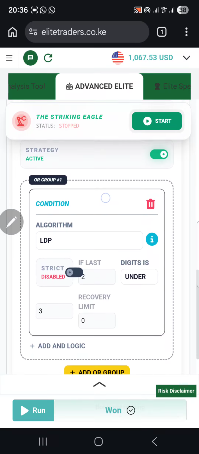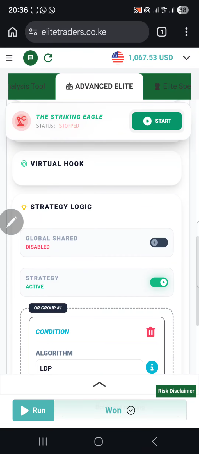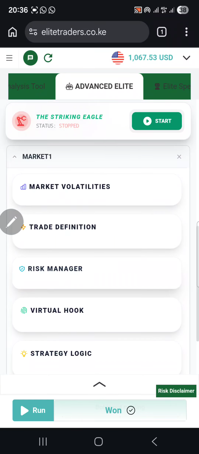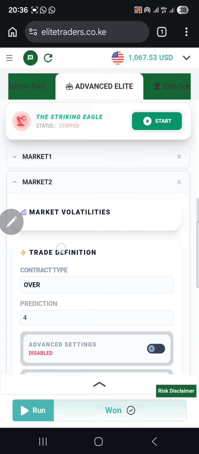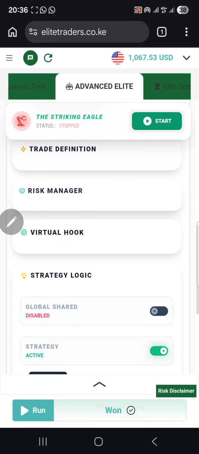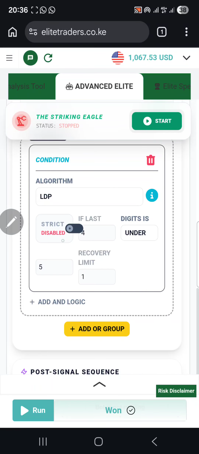What if we happen to hit a loss? You can see we have set the recovery limit to 0 because we don't want to recover with the over 2 market. That means after a loss, the robot will switch to market 2. If you check market 2, we have set it to over 4. Let's go to the strategy logic. This is the strategy: if the last 4 digits are under 5, which are the digits 0, 1, 2, 3, and 4, the moment those digits appear 4 consecutive times, the robot will execute a trade on over 5.